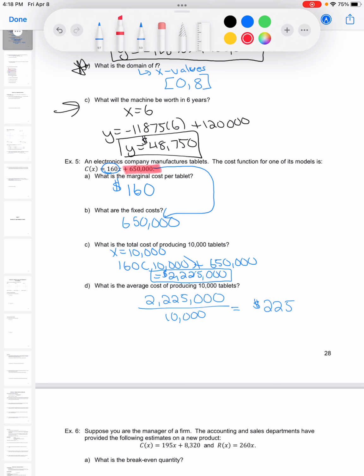Now, some of that was the beginning cost, that fixed cost there. So every time I make a new tablet, just one more tablet, it only costs me $160. That's what the marginal cost is. How much it costs for just one more adding on, since I've already paid for the fixed cost. The total cost includes those fixed costs, as does the average cost.